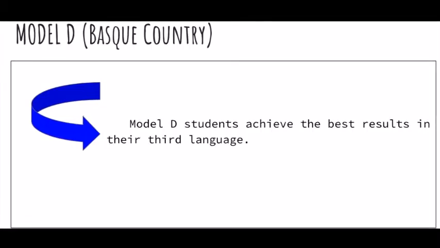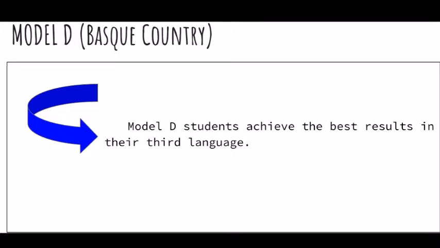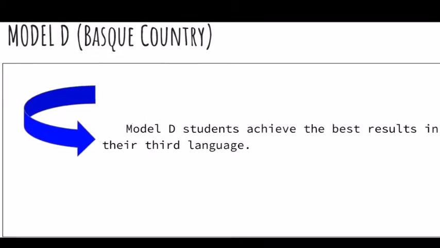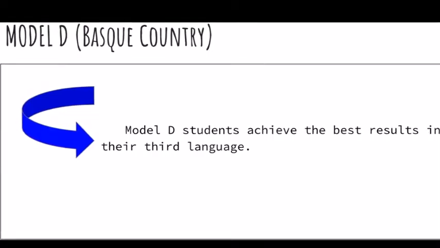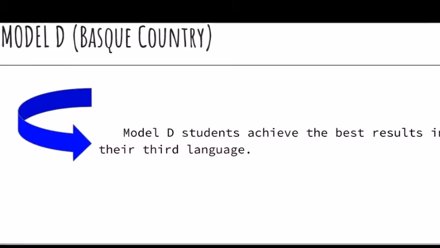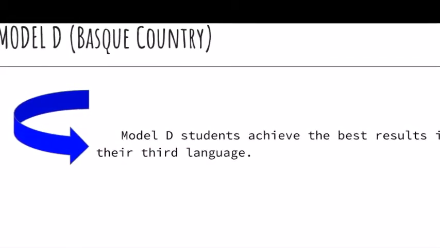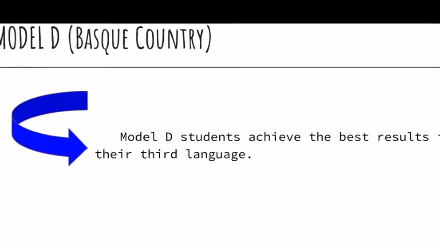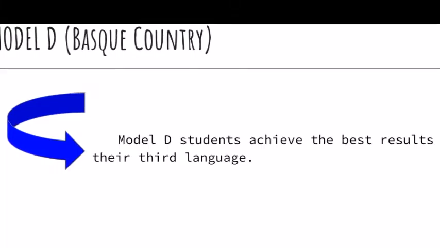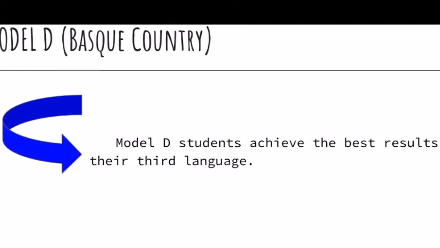In the Basque Country's Model D, students achieve the best results in the third language. Thus, students are mostly in a maintenance model, and they use Basque outside the curriculum more frequently than their counterparts in the immersion model. This use of the language in social fields is the reason why maintenance students' bilingualism level is higher, and the reason why they get more success in learning a third language.